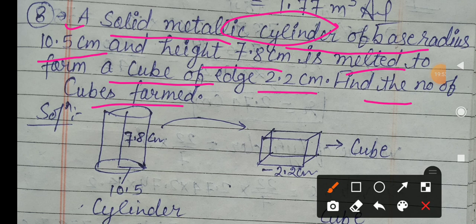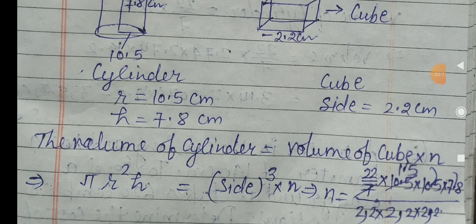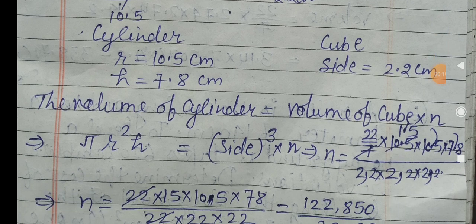In this question, before starting, I have to tell you that when an object is melted, you have to use the formula of the volume of that shape. Here the solid is melted, so you have to use the volume of the solid. This is your cylinder, and this cylinder is melted and converted into cubes. So you write the volume of the cylinder is equal to the volume of a cube into n, because we have to find the number of cubes.